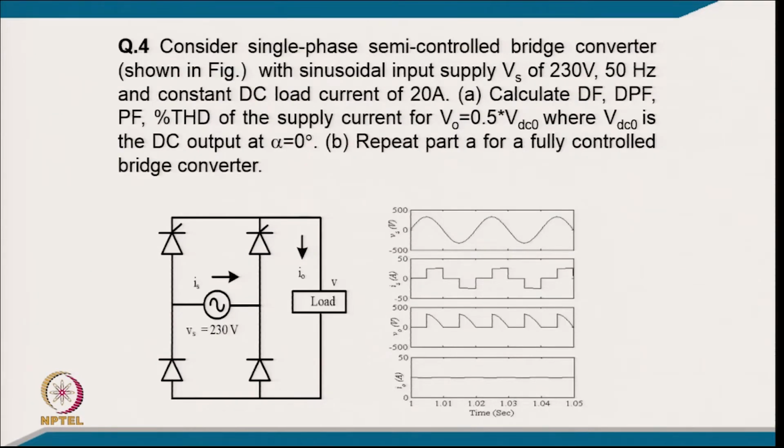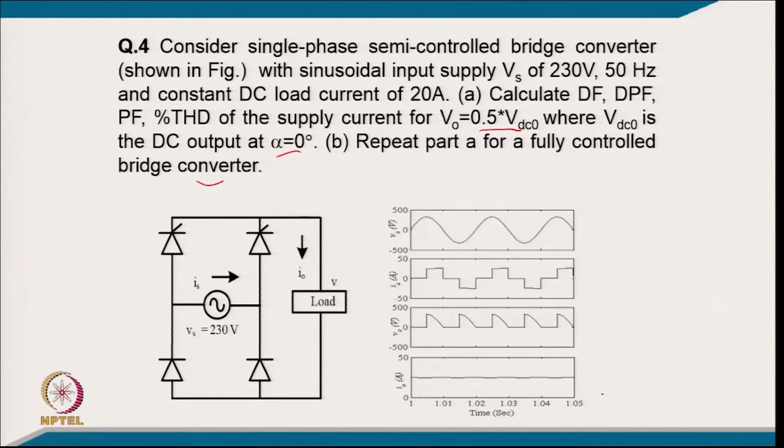Coming to another example, consider a single phase semi controlled bridge converter with a sinusoidal supply voltage of 230 volt, 50 hertz and constant DC load current of 20 ampere. Calculate the distortion factor, displacement factor, power factor, and total harmonic distortion of supply current for an output voltage of 0.5 into VDC0, where VDC0 is the output voltage at firing angle 0. Repeat this part for a fully controlled bridge converter, where all 4 are thyristors.